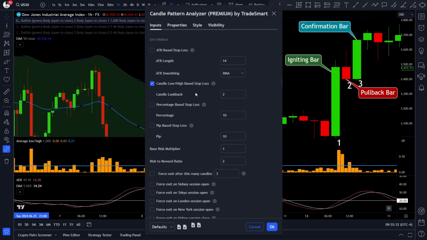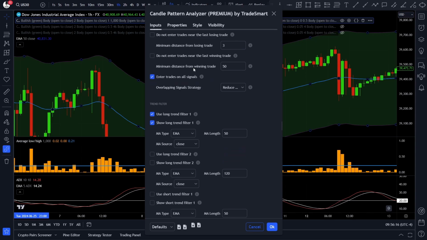Okay, now the stop loss and take profit levels. DataTrader said to use the pullback candle low to place the stop loss at, so I set the candle lookback to 2, which means that the script will take a look at the breakout candle and the pullback candle and will put the stop loss at the lowest point out of those two candles. Also, I set the risk-reward ratio to 2, which means the take profit level will be at a 1:2 risk-reward ratio level. I set the script to enter on all trades, which means that we can open a new position even if we are already in one.